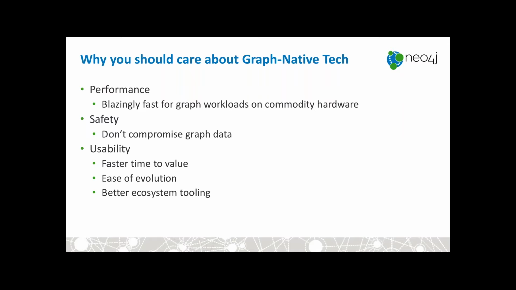Performance, super, super fast, even on commodity hardware, super lightweight. Safety, ACID transactional, don't compromise on the quality and safety of your graph data. And usability, you've got faster time to value with Cypher, ease of evolution. Neo4j doesn't demand of you that you set your schema up front at the point of least knowledge. You can evolve it over time as your understanding of your problem domain evolves. And you've got a range of amazing ecosystem tooling centered around this graph native tech, and that's growing. And I'll leave you with a tantalizing hint there that if you're interested in learning more about this ecosystem tooling, our GraphConnect conference in New York in October, there are going to be some pretty amazing announcements there.